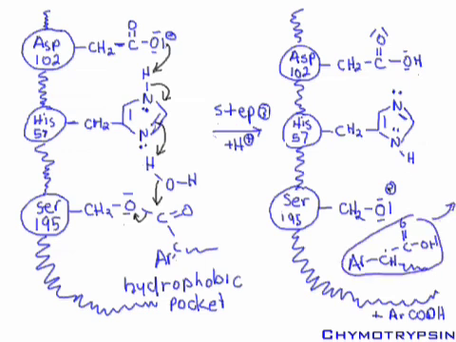Now obviously, to go back to this, we've got to do the same thing again. Minus H plus, and reconfigure the histidine. So he grabs a proton, electrons move here, he grabs the proton. So we reconfigure this to go back to the structure we had in step 1.